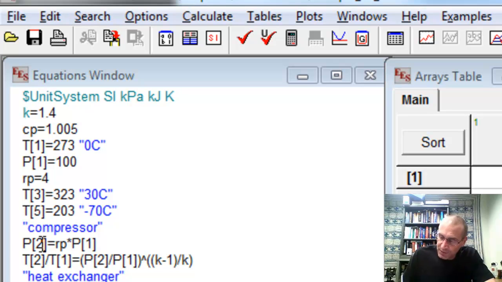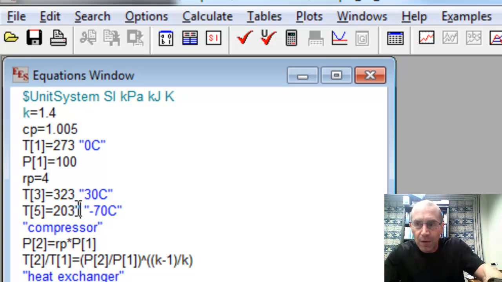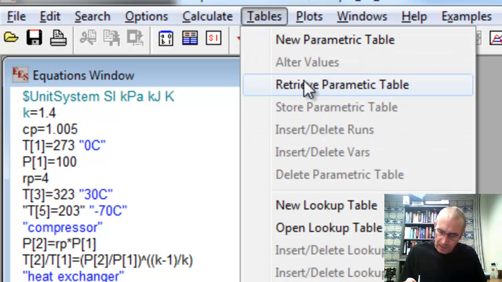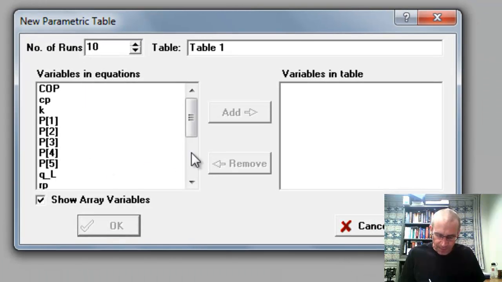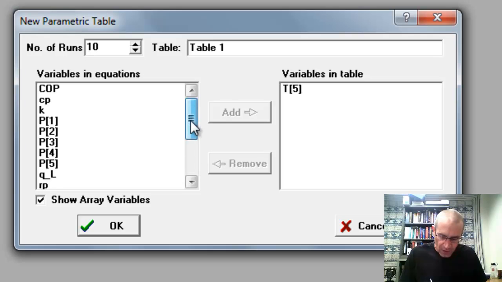So let's find out what happens if we go ahead and increase T5. That's what we were saying. We're going to move T5 up, our lowest temperature, and we'll see how that does decrease my coefficient or increase my coefficient of performance. So I'm going to do that with an array table. So I'll go ahead and comment out T5 and create a table. This will be a parametric table. And let's go ahead and look at what the effects are of T5 on the coefficient of performance.